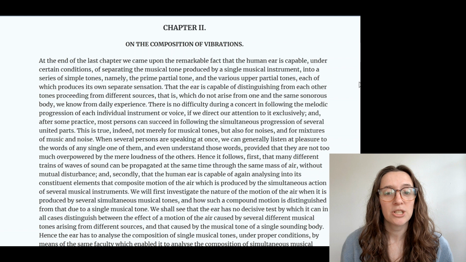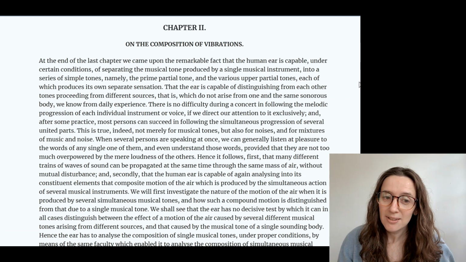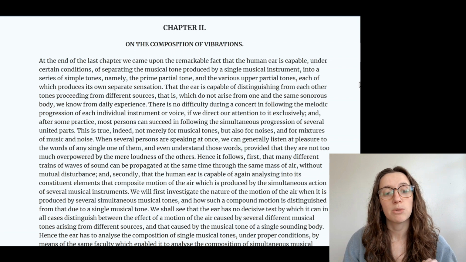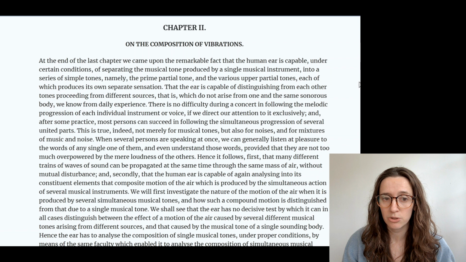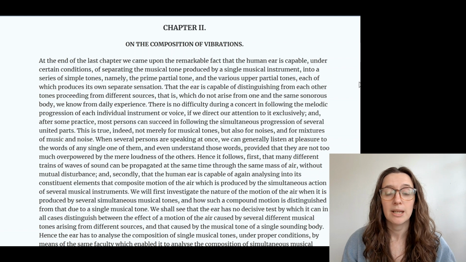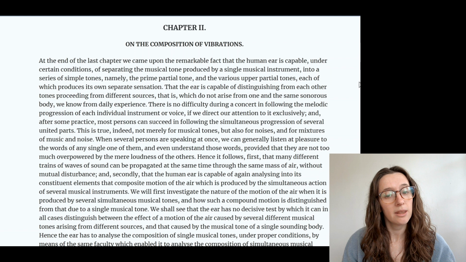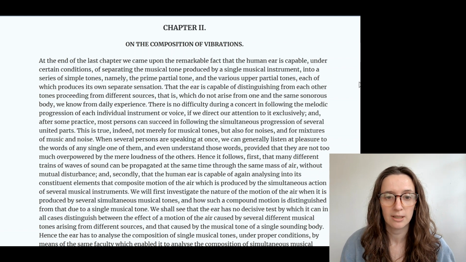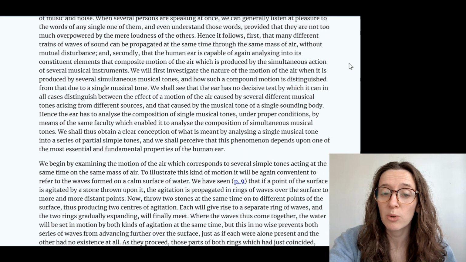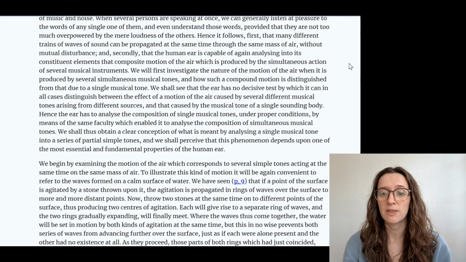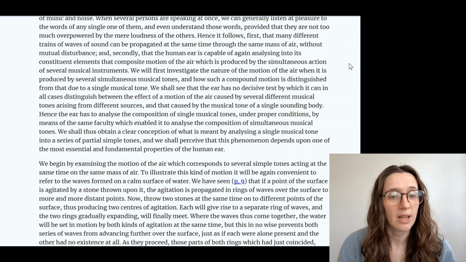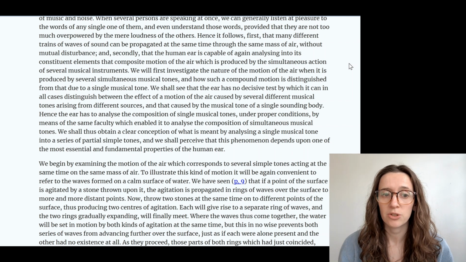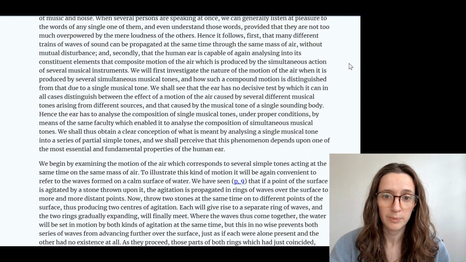Chapter 2, on the composition of vibrations. At the end of last chapter, we came upon the remarkable fact that the human ear is capable of separating the musical tone produced by a single musical instrument into a series of simple tones, namely the prime partial tone and the various upper partial tones, each of which produces its own separate sensation. We will first investigate the nature of the motion of the air when it is produced by several simultaneous musical tones, and how such a compound motion is distinguished from that due to a single musical tone.